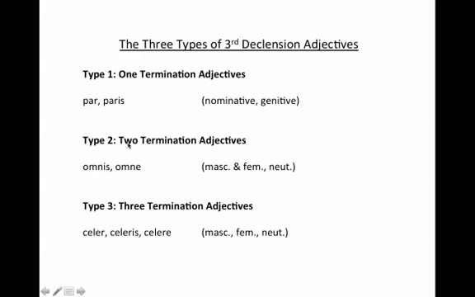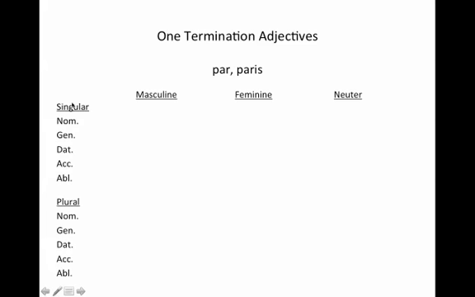There are also two termination adjectives like omnis, omne, and here you're given the form for the masculine and the feminine, as well as a form for the neuter. And finally, there are three termination third declension adjectives like celer, celeris, celere. And here you're given a masculine, a feminine, and a neuter stem. Let's start with one termination adjectives, and we'll use par, paris as our paradigm word.